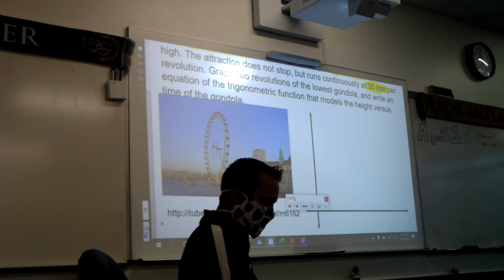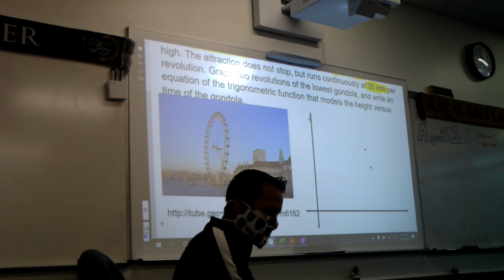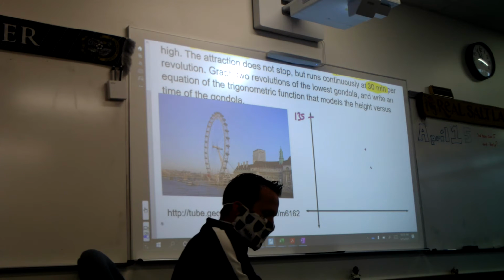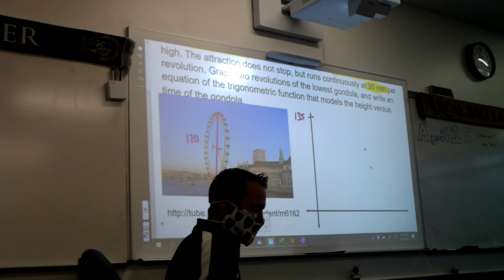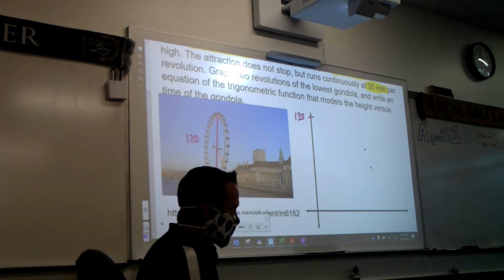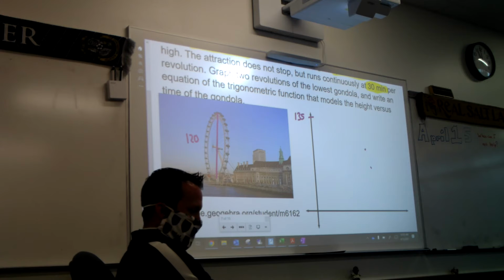Okay. So now let me graph a couple things. This said the highest point was 135. And it says the diameter, so the diameter, top to bottom, is 120. Now, how does that work? If I go down 120, what's left over?